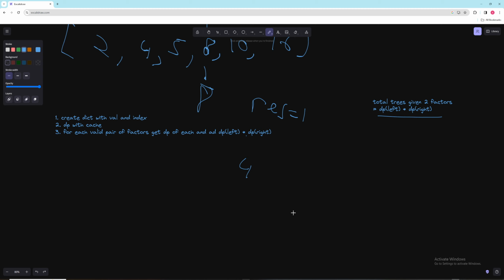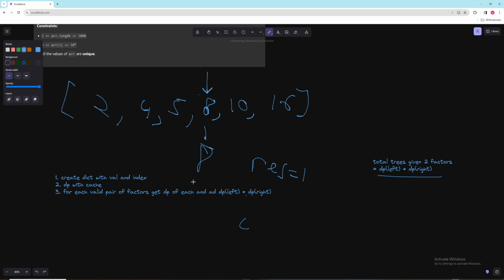So let's walk through what this would look like, just to do a dry run of this. Okay, so essentially what we are going to do is loop through every single index. So we'll start with 16.